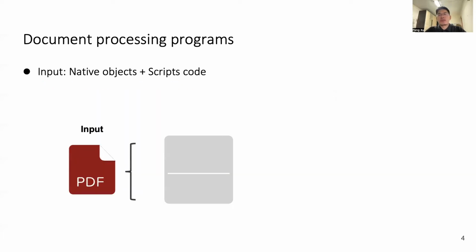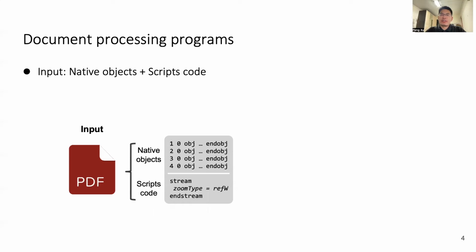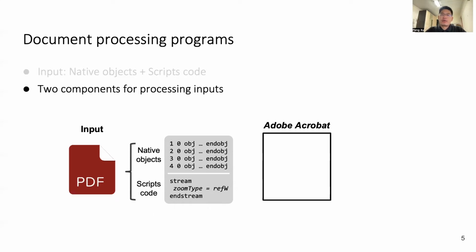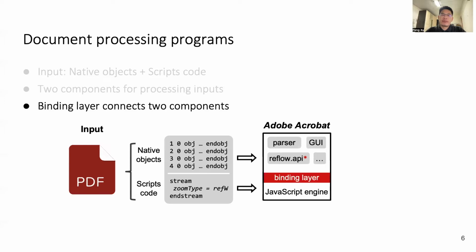First of all, let's look into the internals of document processing programs. The input contains two parts. Native objects represent figures, texts, and even annotations. Script code contains scripting languages like JavaScript code here. The program has two components to process inputs. They have native code to handle native objects and use a language interpreter to execute script code. To connect the two different components, these programs usually have a binding layer to do translation.